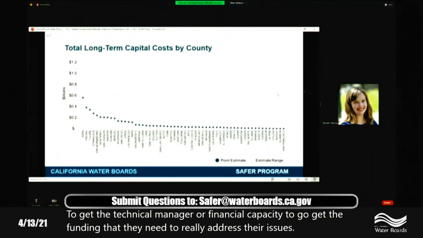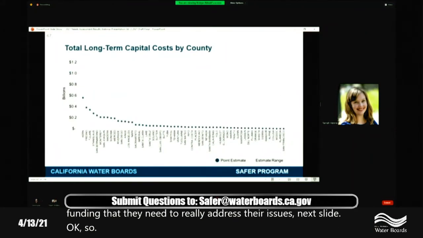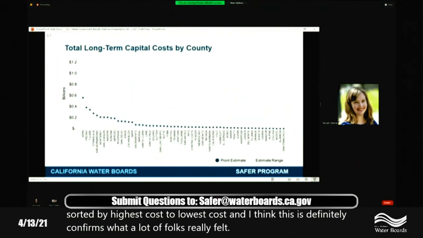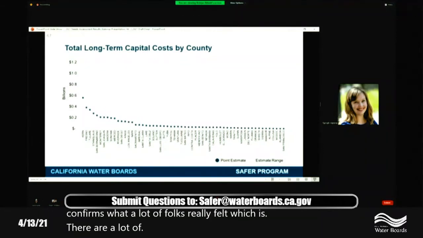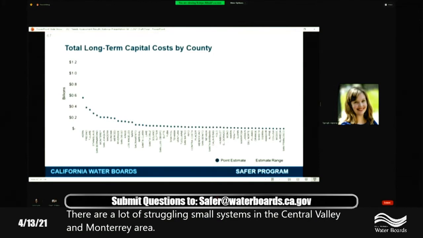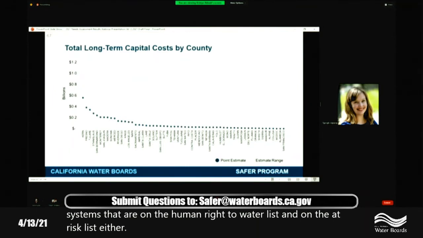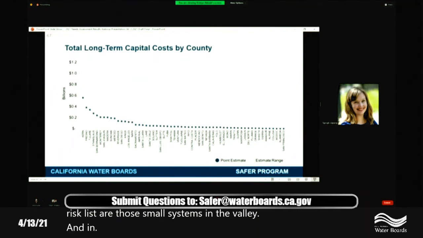Next slide. Okay, so this is the total long-term capital cost by county, sorted from highest cost to lowest cost. This definitely confirms what a lot of folks felt, which is that there are a lot of struggling small systems in the Central Valley and Monterey area. That's where we see a lot of the systems on the human right to water list and on the at-risk list: small systems in the Valley and in Monterey, then a smattering of other counties. Next slide.